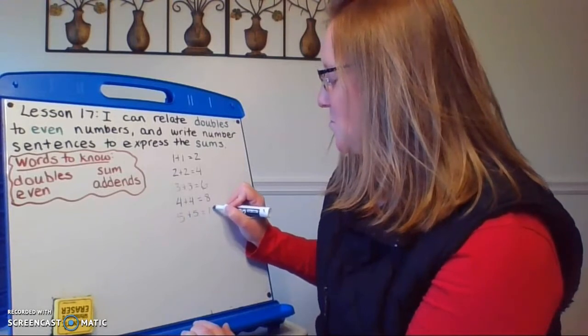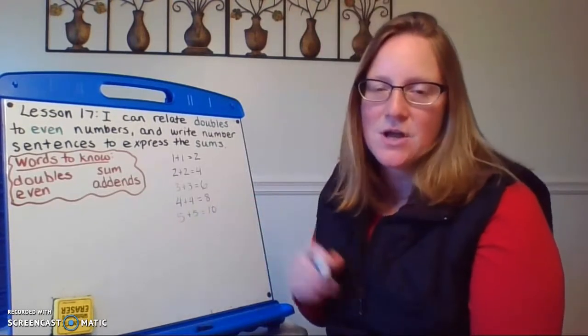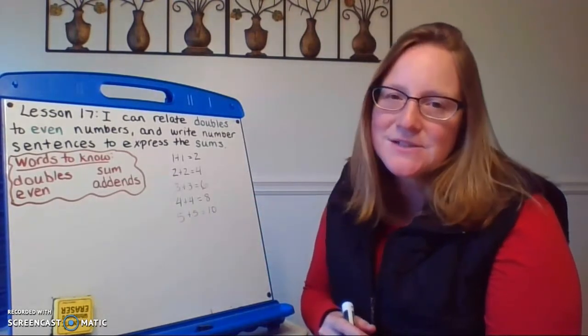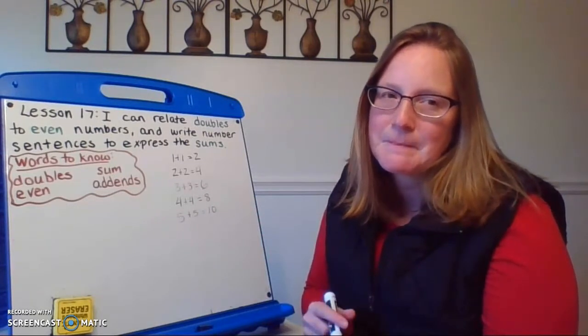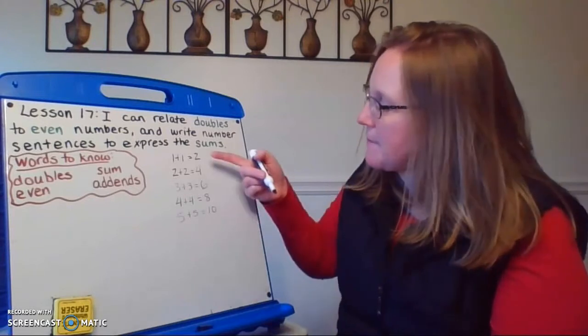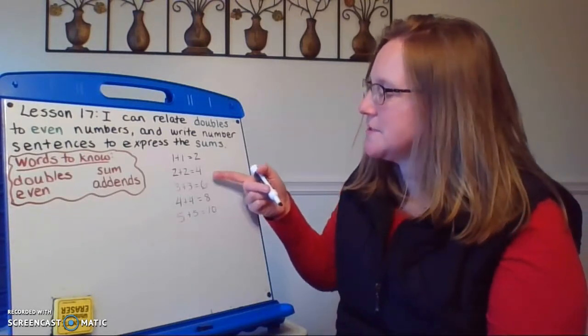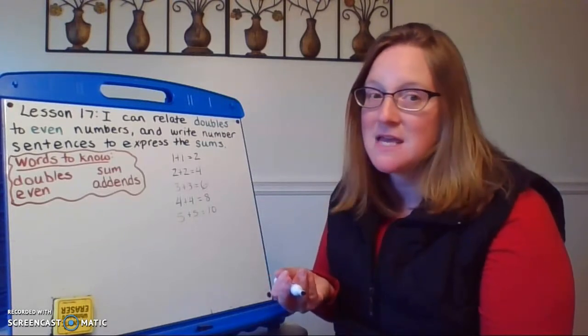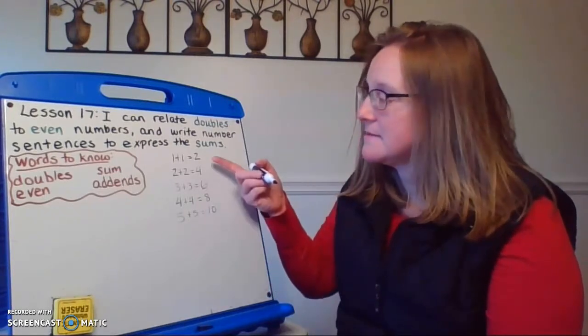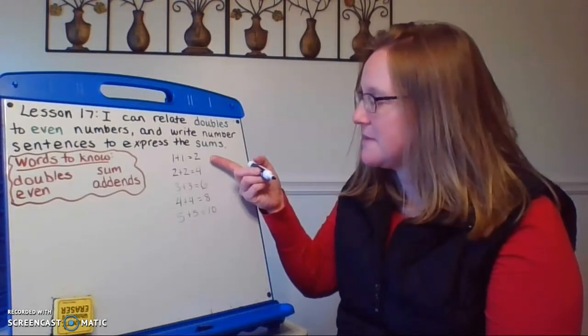When you wrote these down or when you're looking at my board here, what do you notice? Are there any patterns in these doubles? You could think maybe you're skip counting 2, 4, 6, 8, 10. Maybe you're thinking doubling is like skip counting, right? Or counting by twos.